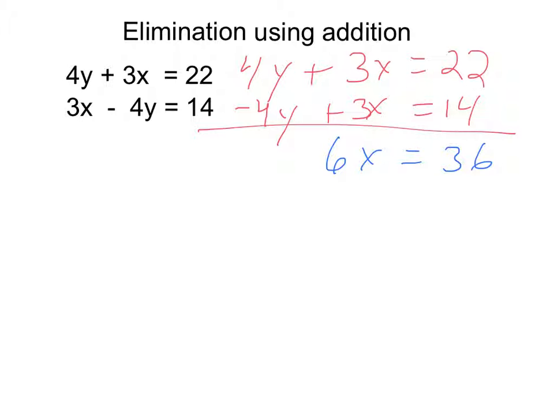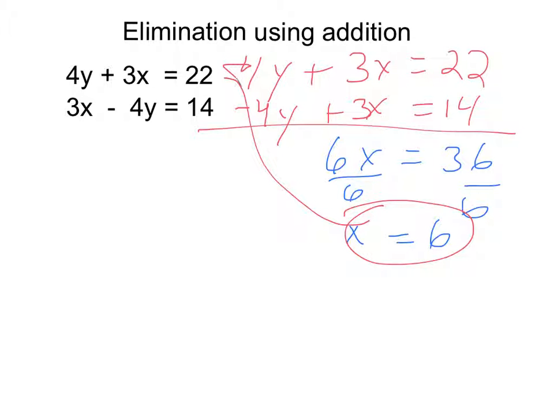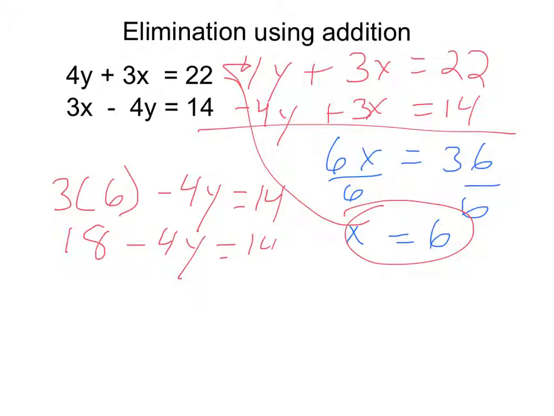We divide by 6, and you get the answer x is 6. And again, I can take that x equals 6 and put it into either one of the equations up here. We'll just go ahead and go 3 times 6 minus 4y equals 14. So we have 18 minus 4y equals 14.